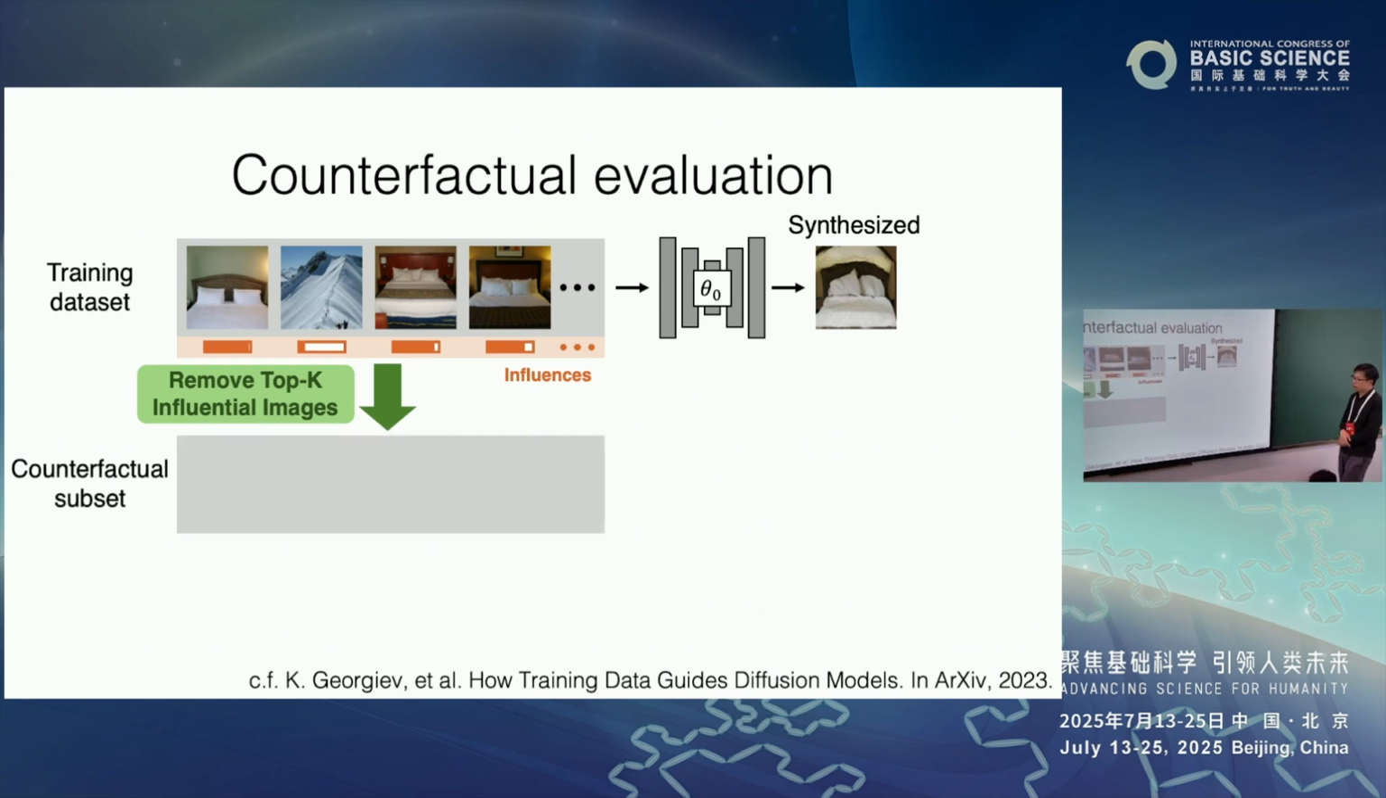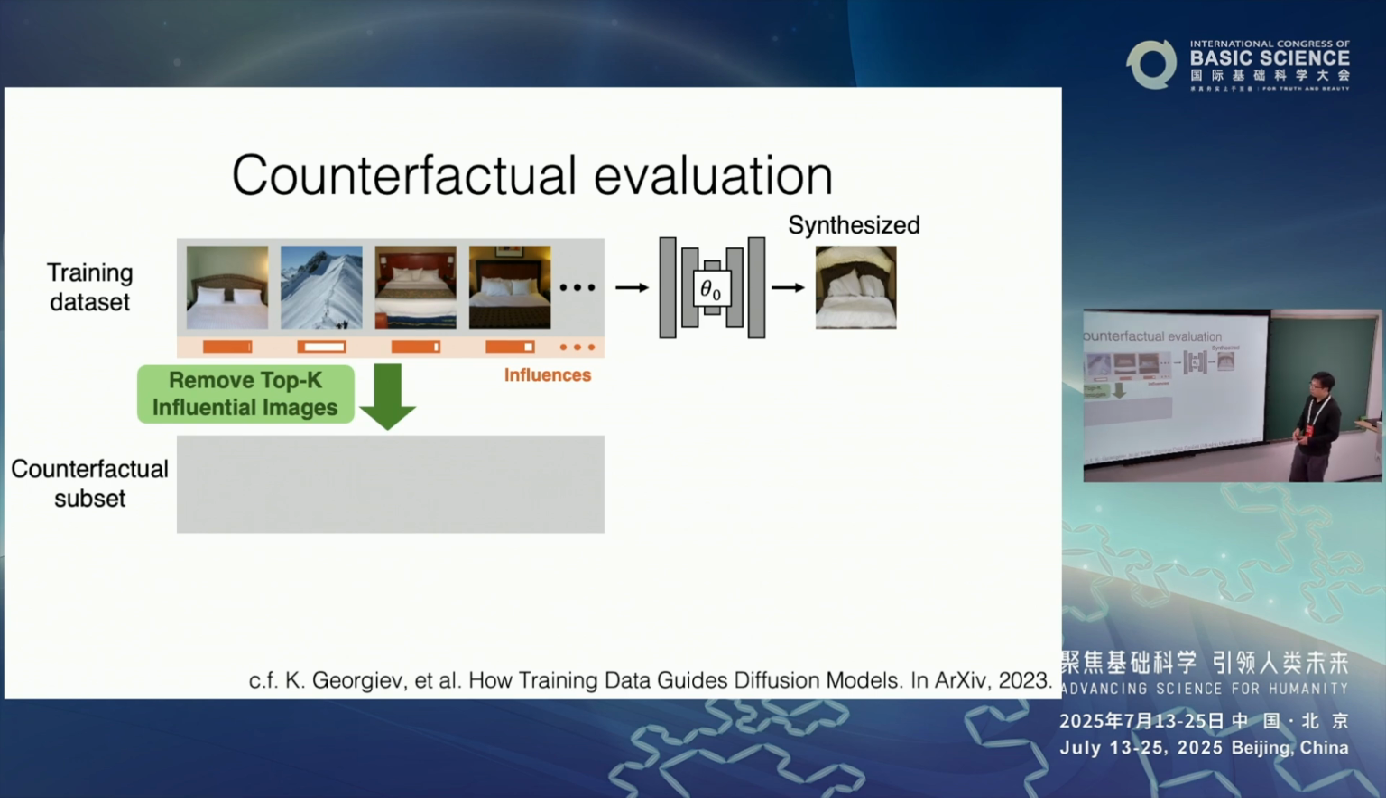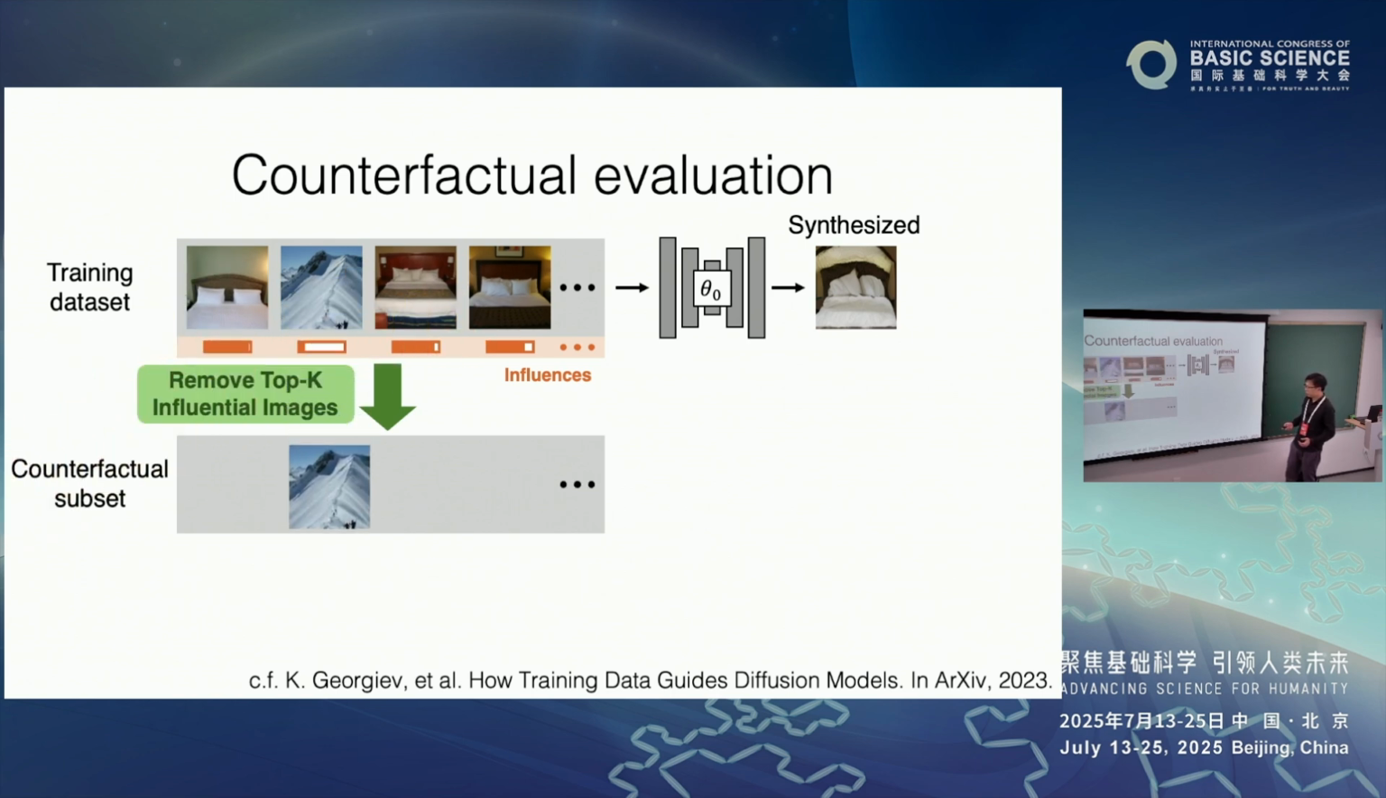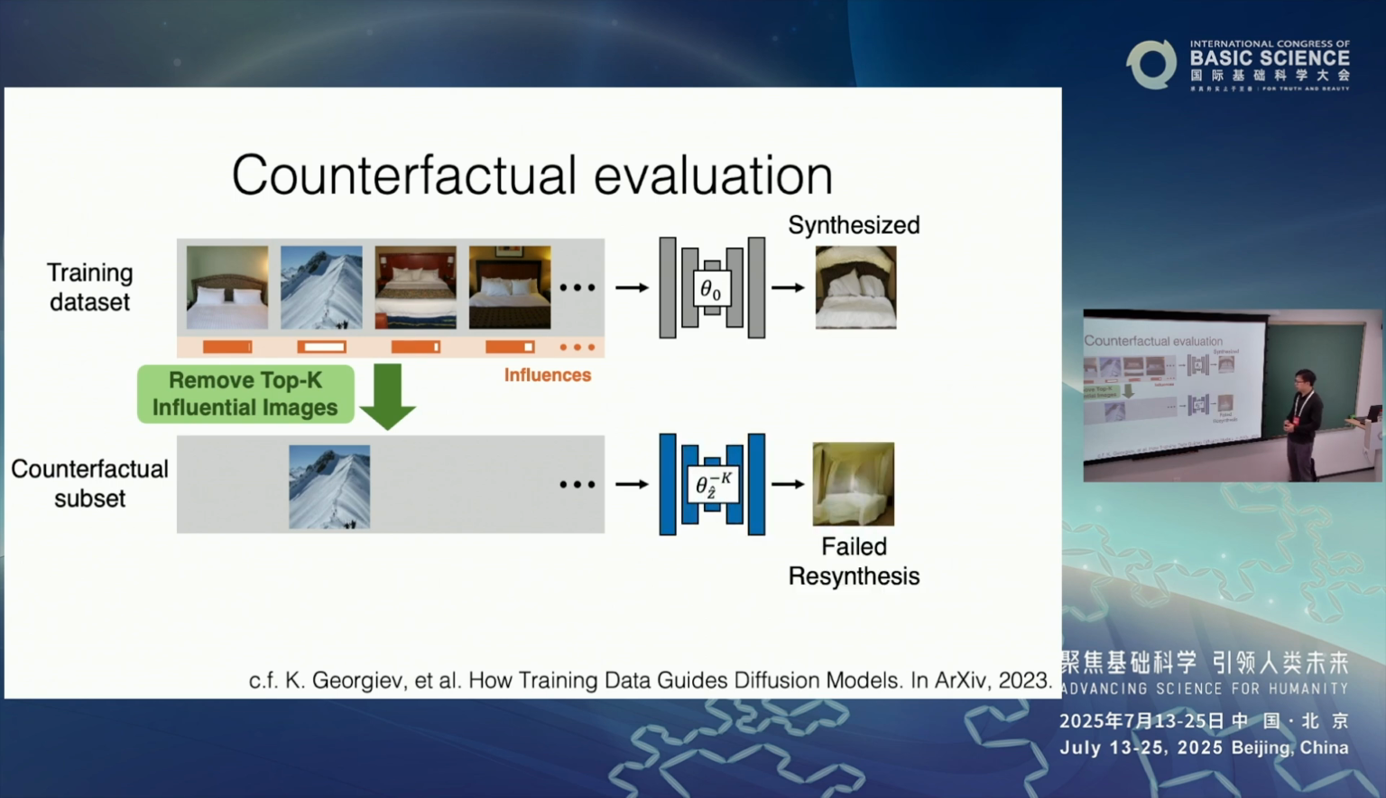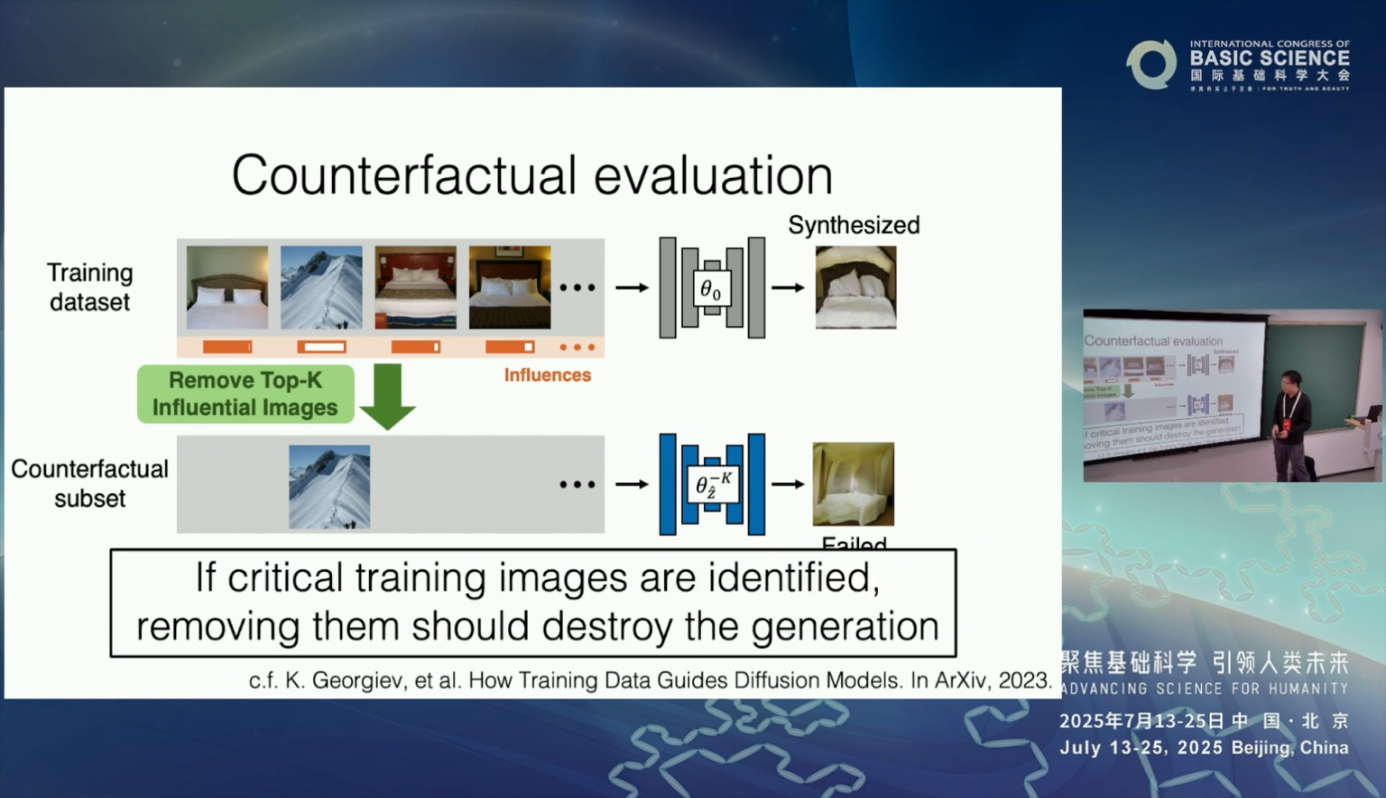So here we try to have a more serious evaluation. To evaluate the method, we can remove the top K, maybe the top 500 most influential images, and retrain the model from scratch, and see whether the model can still generate this test image or not. This is just for evaluation, not for the algorithm. So the idea here is, if we can figure out the most critical images, we can evaluate whether the model can still generate these test images. One thing we can do, again, is check the diffusion model's loss.